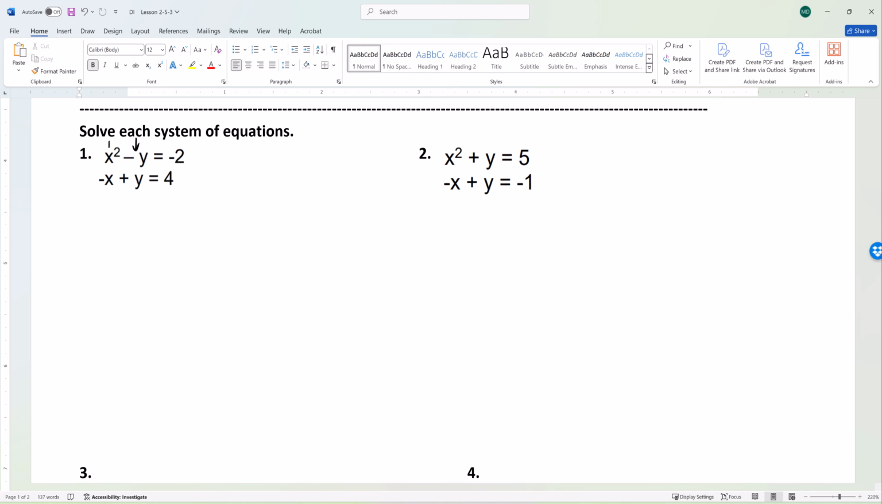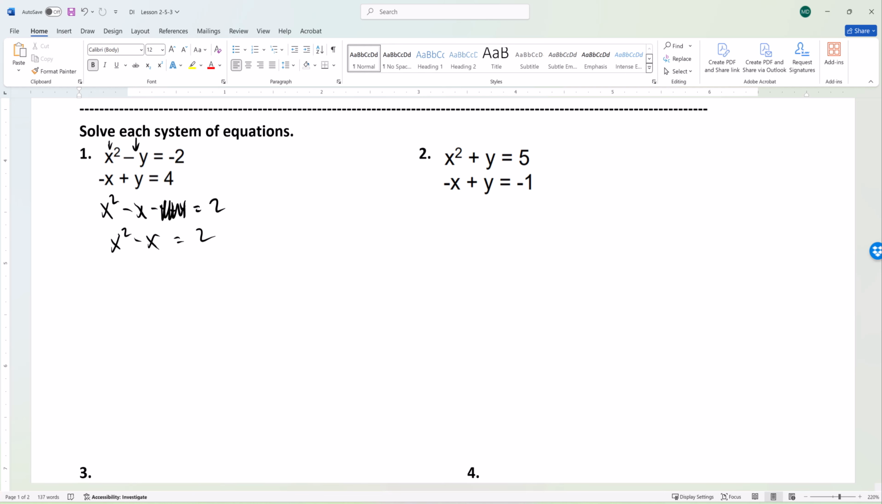Now, the x's don't combine together because I have an x squared and I have a minus x, so don't combine them together, but I can still add them together to create a new equation. So adding them together, I'm going to get x squared minus x, negative y plus y, right? But those end up canceling out. And then it equals negative 2 plus 2, which is 2. Well, this leaves me with a quadratic equation.